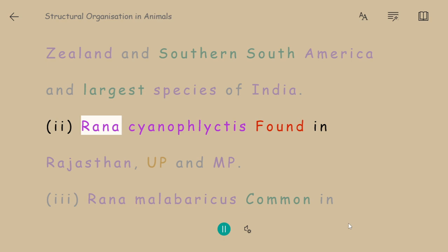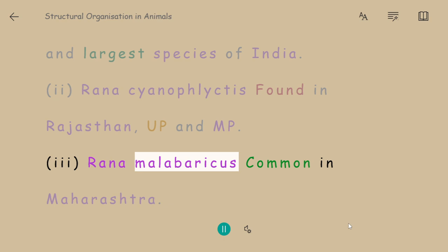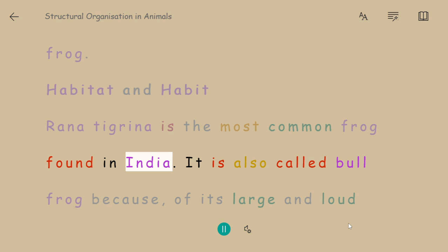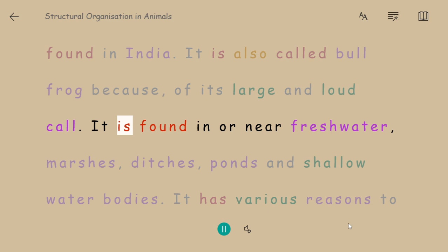2. Rana cyanophlyctis, found in Rajasthan, UP, MP. 3. Rana malabarica, common in Maharashtra. 4. Rana temporaria, common British frog. Habitat and habit. Rana tigrina is the most common frog found in India. It is also called bullfrog because of its large and loud call. It is found in or near freshwater, marshes, ditches, ponds and shallow water bodies.